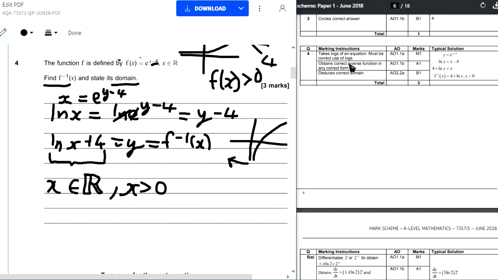So let's have a look at the mark scheme. You take logs of the equation, must be correct use of logs. Yep, that's what we did. And then you just shift the 4 over, reduces the correct domain. So yeah, they just put x is greater than 0.